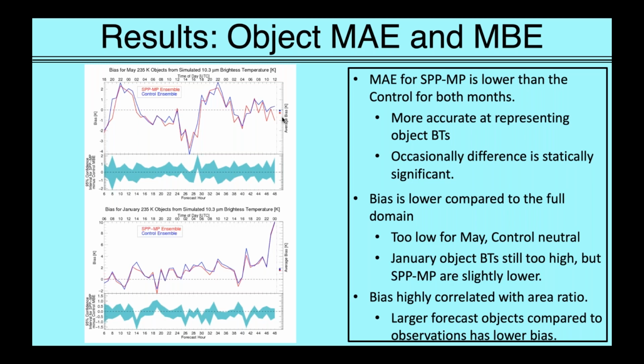The January object brightness temperatures are still too high. We still have a positive bias, meaning the brightness temperatures aren't as high compared to the observation object. But even though it kind of overlaps over here, the SPP-MP bias is slightly lower. It's slightly less positive. And our bias is highly correlated with area ratio. If we have larger forecast objects compared to the observations, we're going to have a lower bias. That's kind of a given.